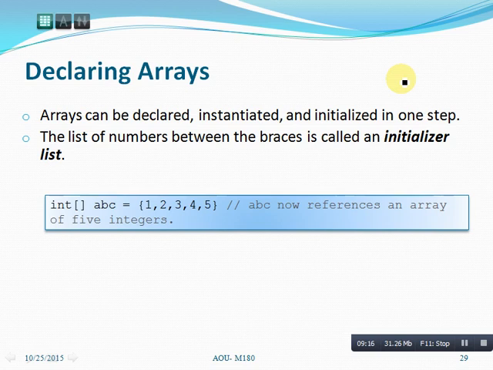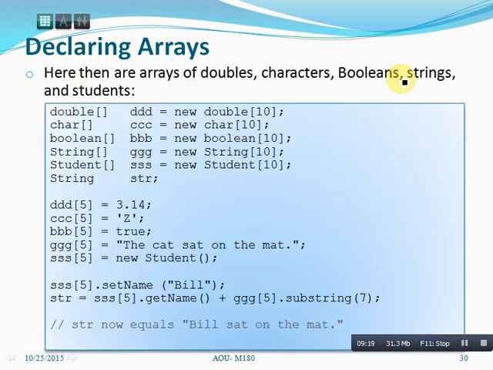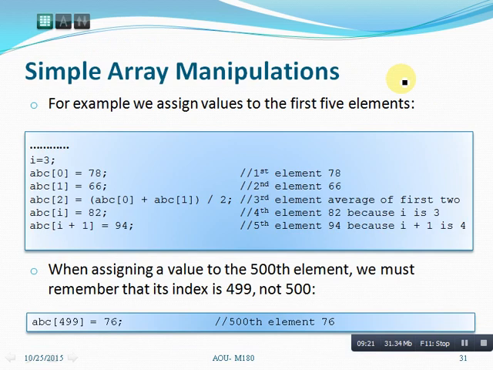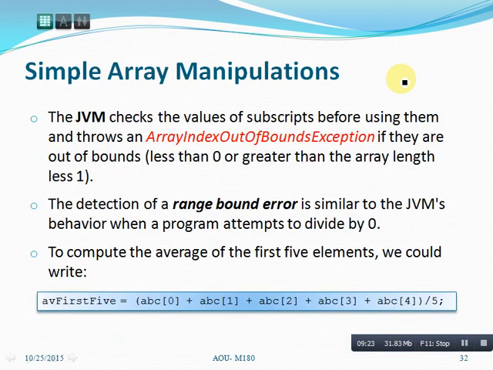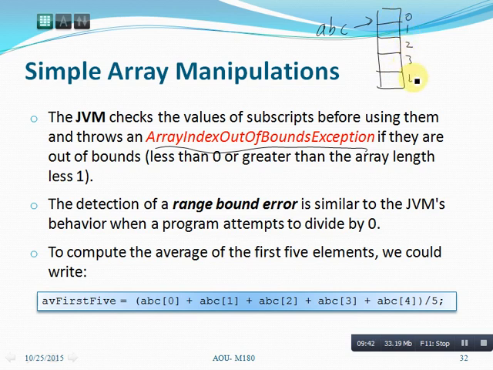Now this is the declaration, assigning the array at the time of declaration. Here there is something called array index out of bound exception. Okay. Now what is this array index out of bound exception? For example, let's say you have an array called ABC with 5 elements, index starting from 0 to 4. Let's say the elements are 10, 20, 30, 40 and 50.